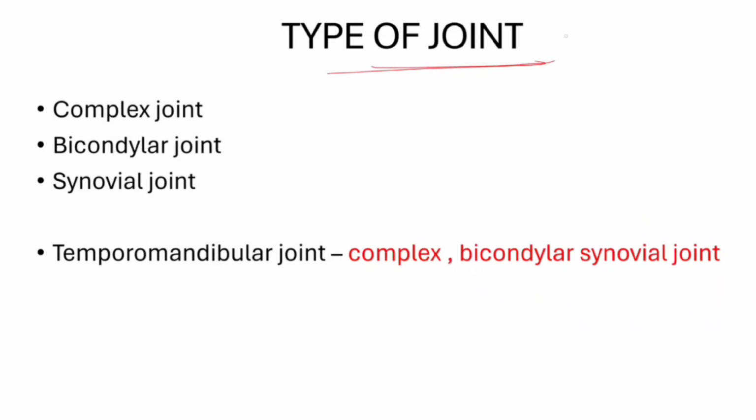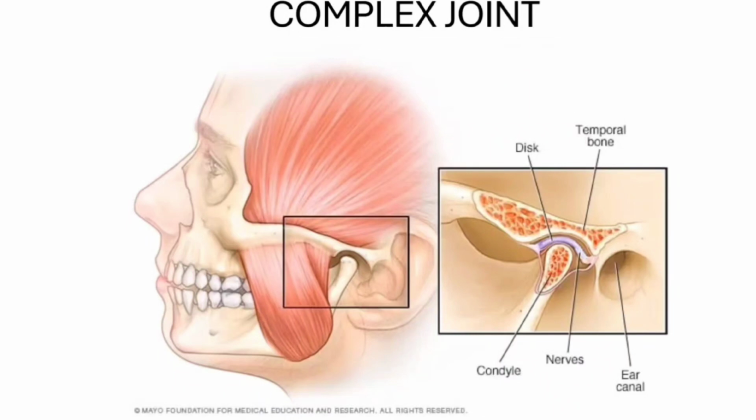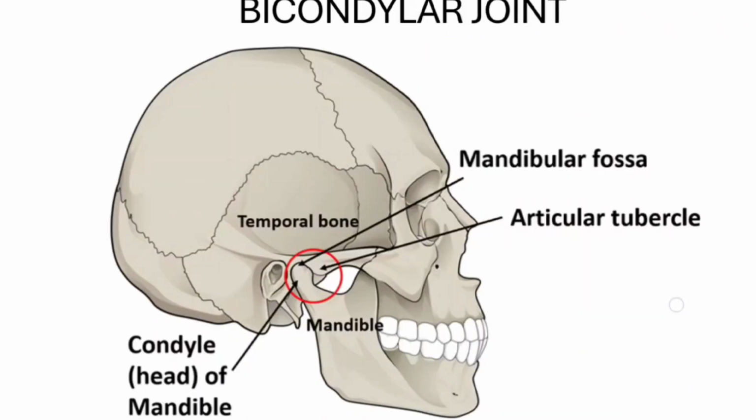So what type of joint is the temporomandibular joint? It is a complex bicondylar synovial joint. What is a complex joint? It has an intra-articular disc. This intra-articular disc separates the joint cavity into an upper compartment and a lower compartment. So it is called a complex joint.